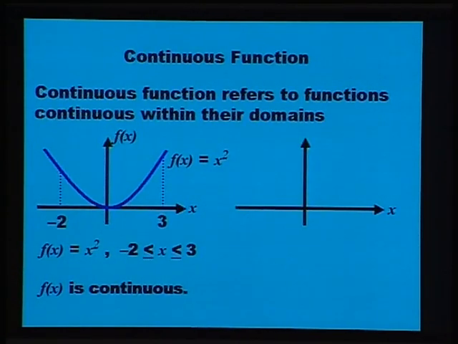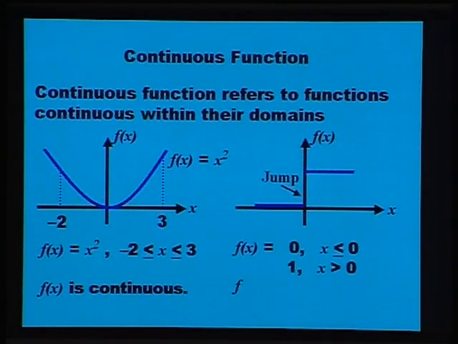If we consider another function, we find that there is a jump here. f(x) = 0 for all negative values of x, and f(x) = 1 for all values greater than 0. So we conclude that f(x) is not continuous because there is a jump in the function at x = 0.